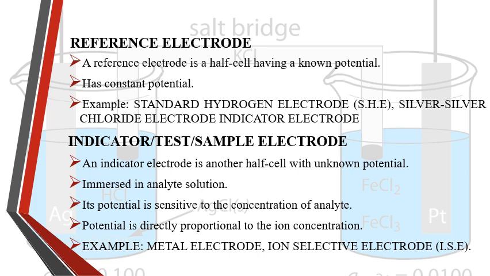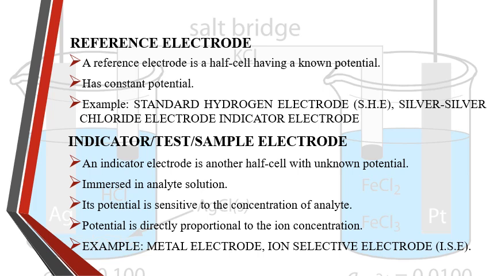Reference electrodes, such as the standard hydrogen electrode and the silver chloride electrode, have a known and stable potential. They are crucial for providing a stable point of comparison in potentiometric measurement.